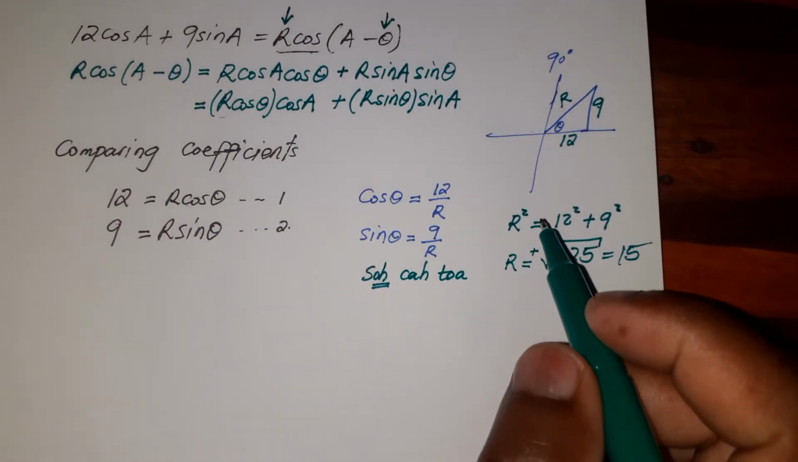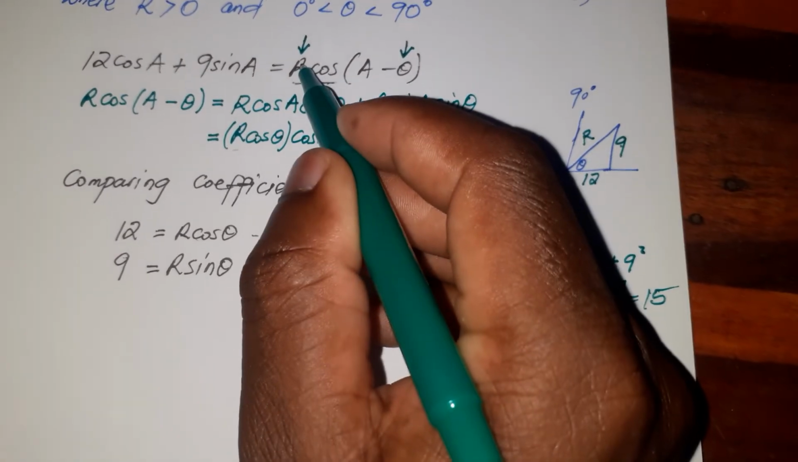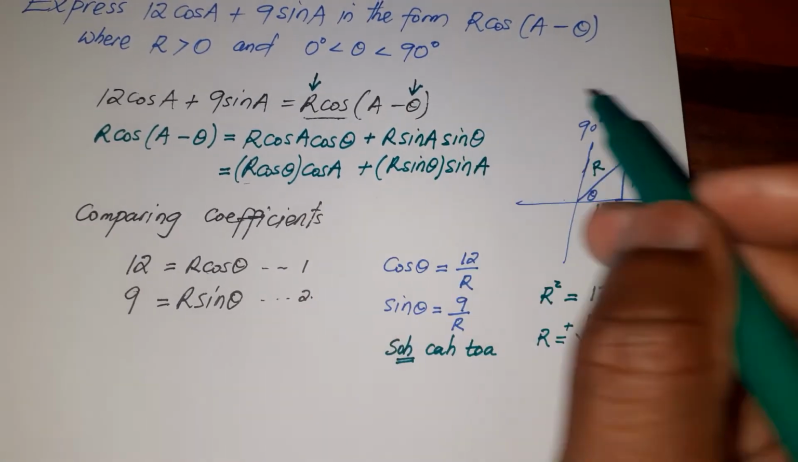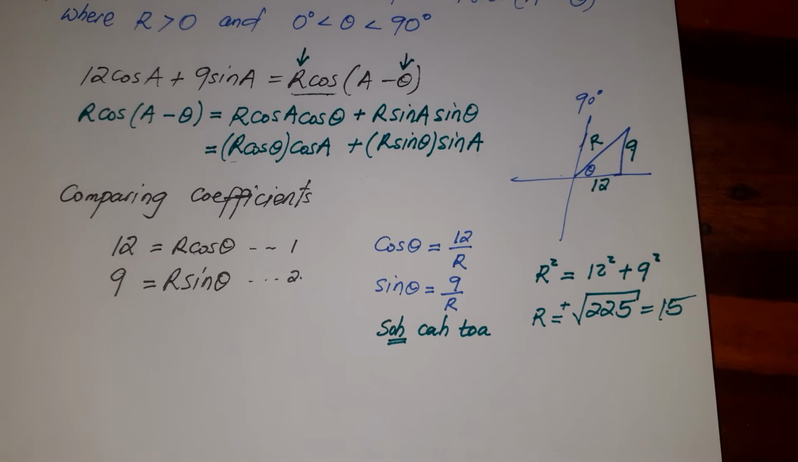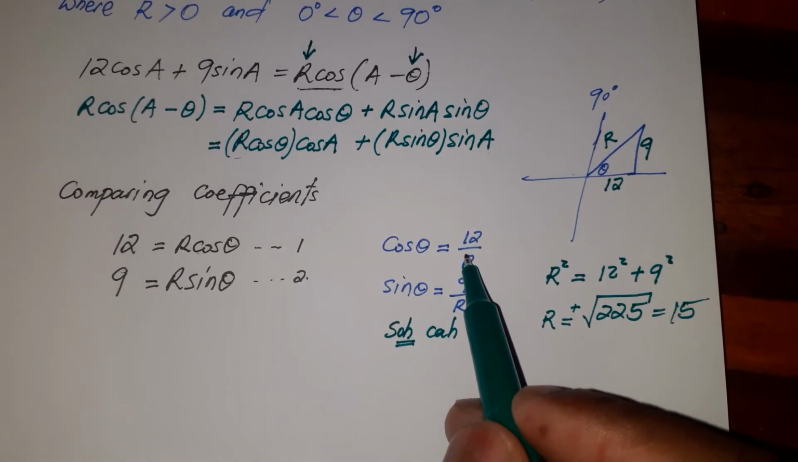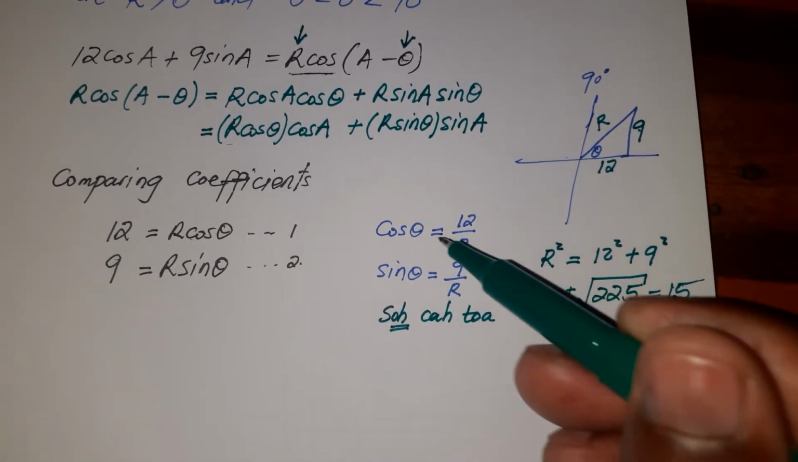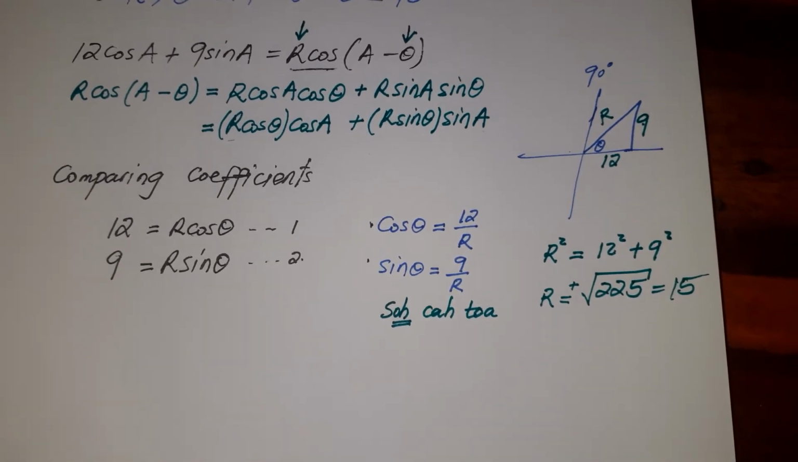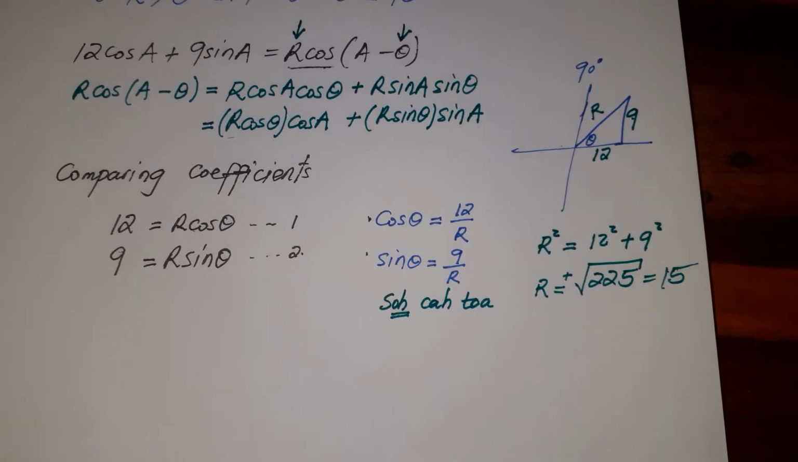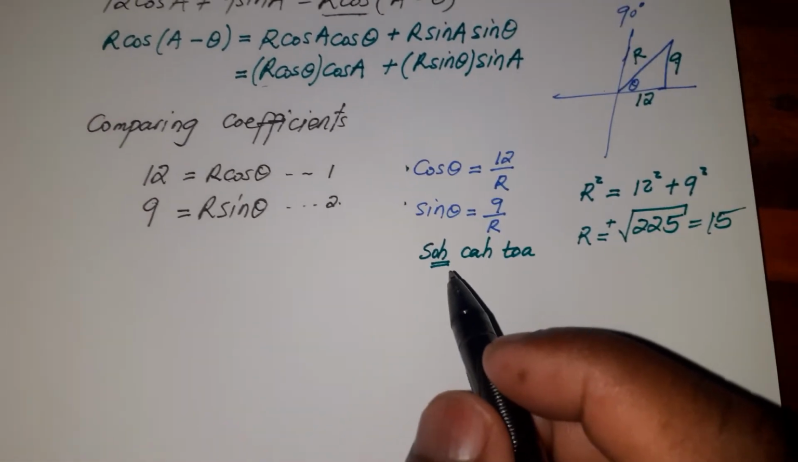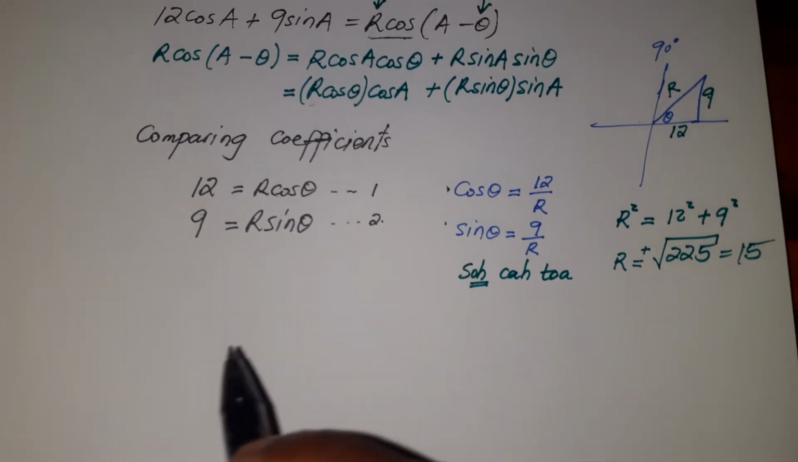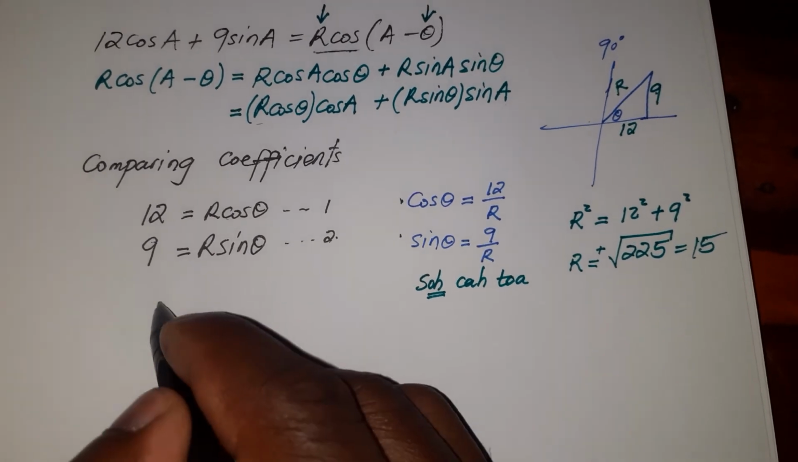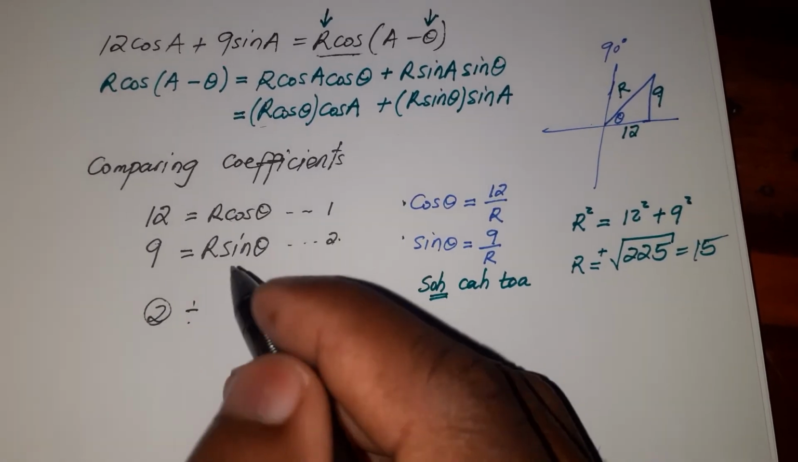Now we have our R, we now know. What is next is to find our theta. Now how do we find our theta? Since we know that our R is 15, we can use either one of these two equations. But what I want to use here, I can now use the other method here. I can now divide equation 2 by 1.